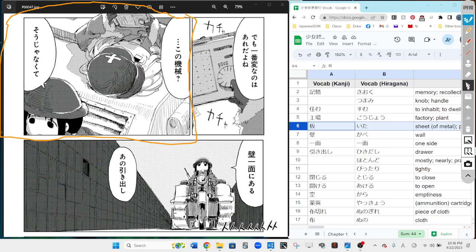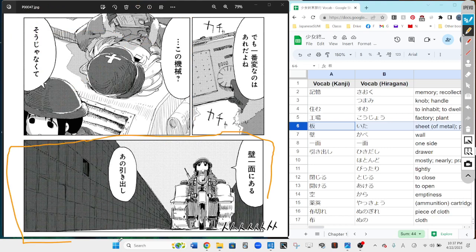この機械、そうじゃなくて、this machine. So janakute, I'm not sure what that means. Ah, so it's like it's not something, or I don't think so. So specifically refers to the previous word or sentence said previously. Kono kikai janakute. It is not this machine, or in this case, that machine. So the first line is, but the weirdest thing is that, huh? And the other girl, Carol, says, this machine? No, not that. And janakute is not.